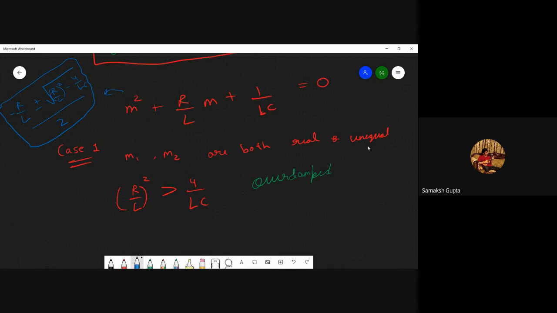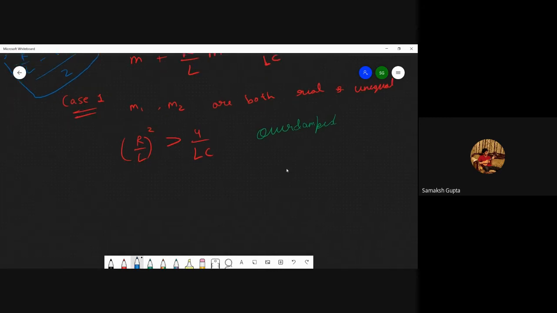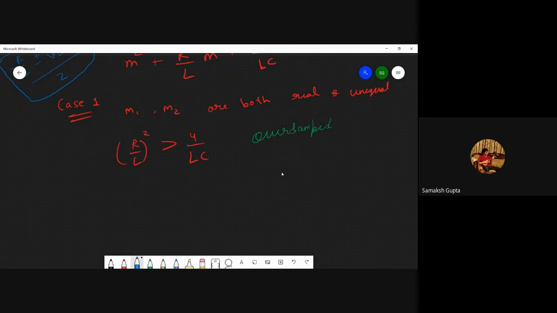And now the thing that you have to remember is that in case you have an overdamped condition, in case your m1 and m2 both come out to be real and unequal, then the solution of your differential equation will be of the form this. This you have to remember. a1 e to the power m1t plus a2 e to the power m2t. So this will be the solution of your differential equation in this case.